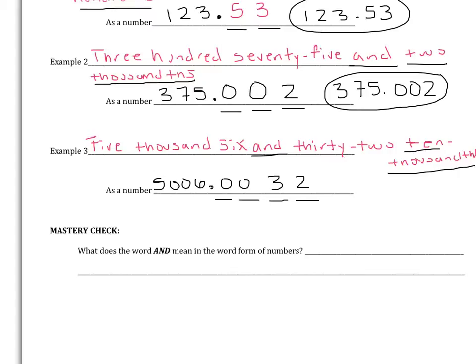So our number is going to be 5,006 and 30. Whoops. I forgot to put my zeros. And 32 10,000ths.